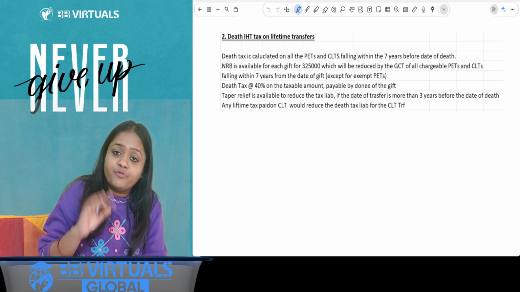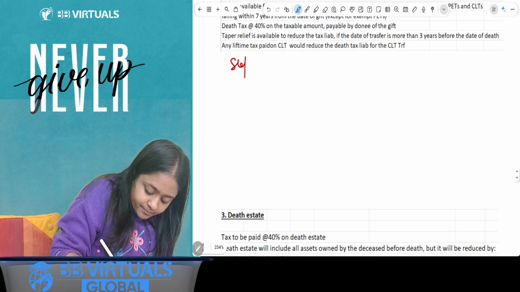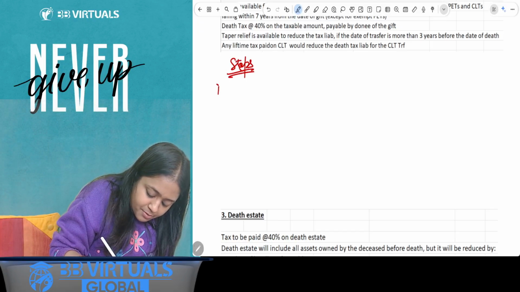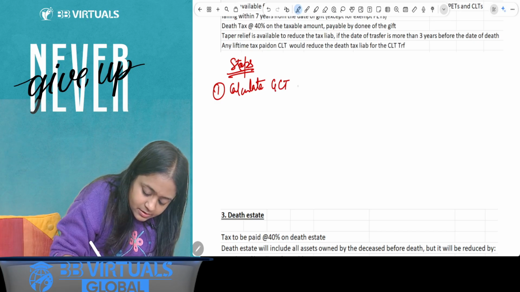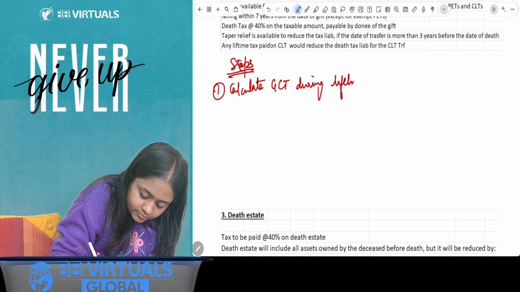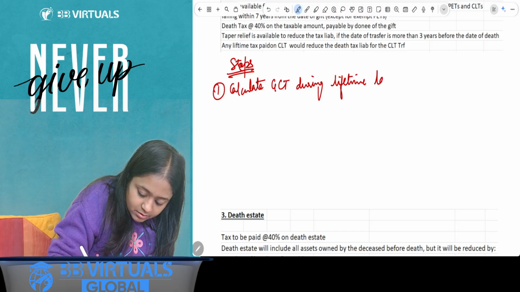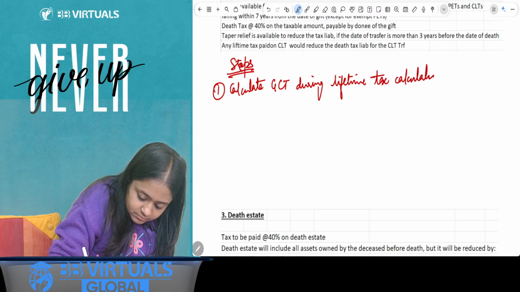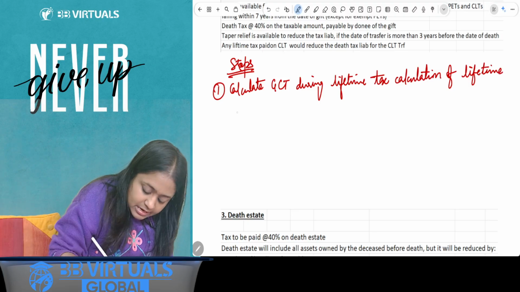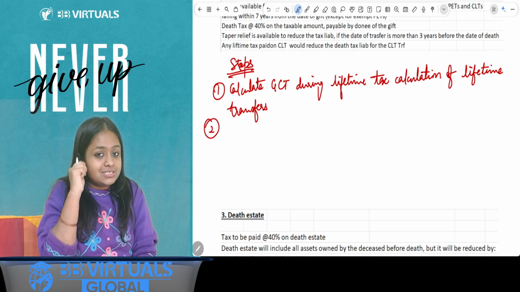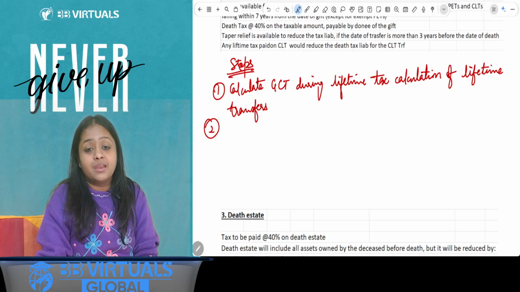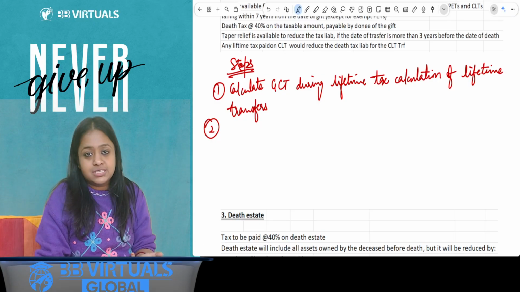So what are the steps that we follow in death tax? Please look here. Steps. Number 1, calculate GCT during lifetime tax calculation of lifetime transfers, because we will require GCT when they become subsequently taxable on death tax, then we need to reduce the GCT from the NRB.